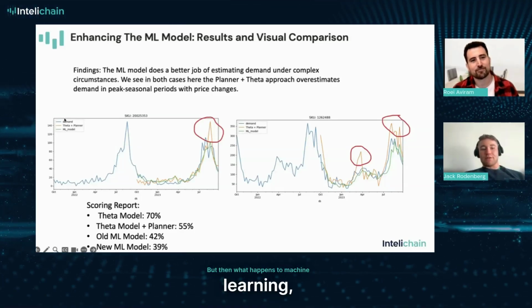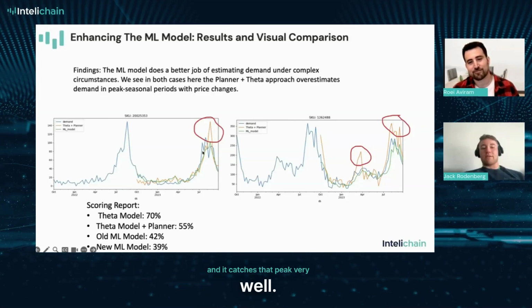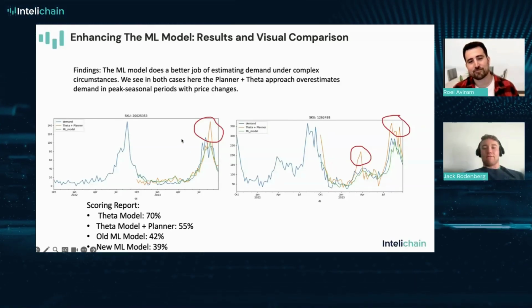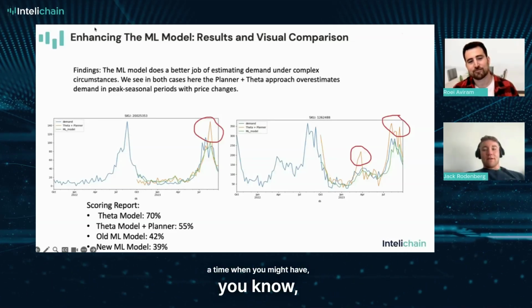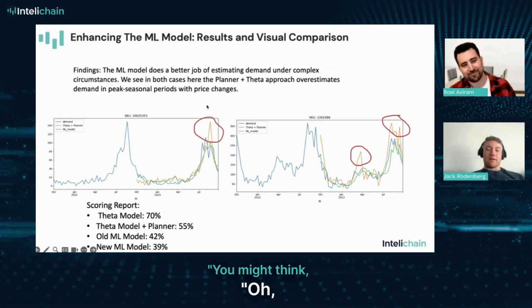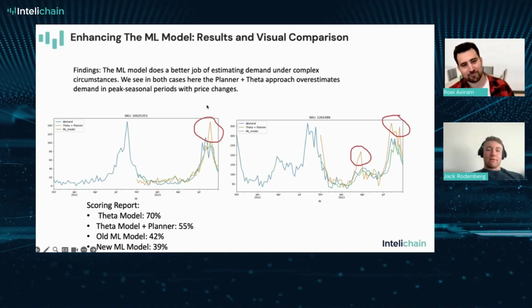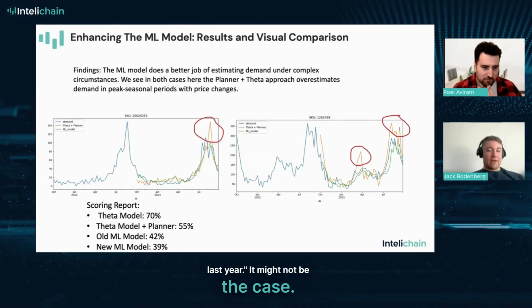But then what happens with machine learning? It's in the green here, and it catches that peak very well. That's an example of a time when you might think, oh, the demand is coming this year as well because it happened last year. It might not be the case.